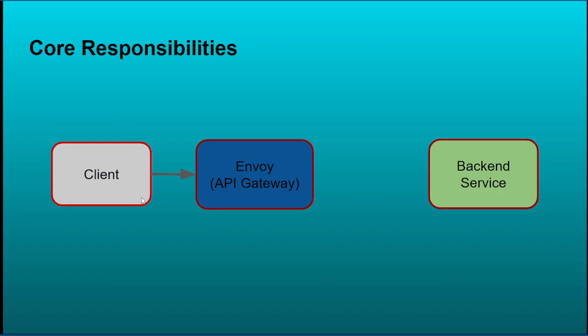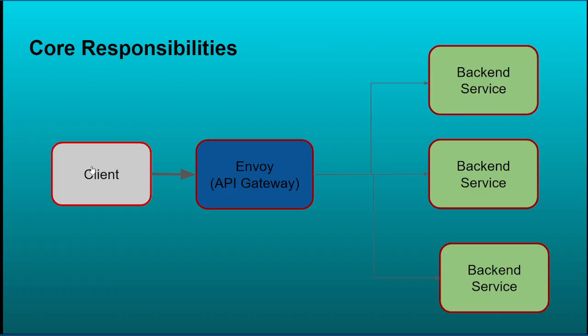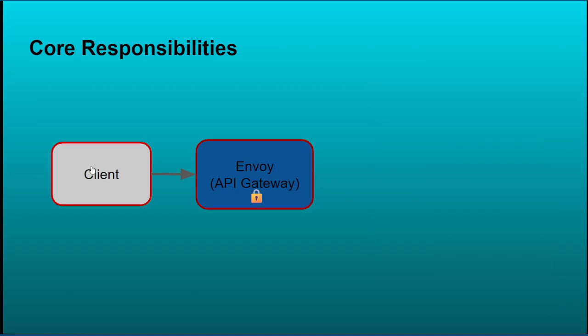At a high level, Envoy has four main responsibilities: routing, which is deciding which service should receive a request; load balancing, which is choosing which instance of that service to call; security, which is enforcing things like TLS and token validation; and lastly, observability, which is producing metrics, logs, and traces. Everything Envoy does fits into one of these four buckets.